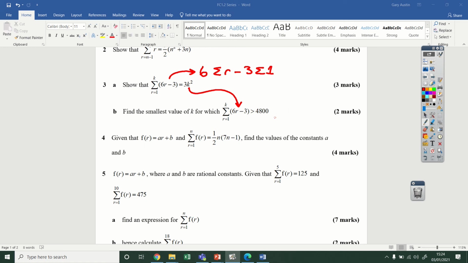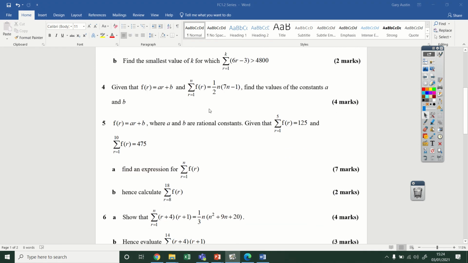Okay, question 4. You're not actually given the values of a and b to begin with for this, but if you work out the left-hand side of this, it's going to be in terms of a and b and n, which will then look very similar to this expression on the right-hand side, which you can compare and then figure out what the values of a and b are going to be.